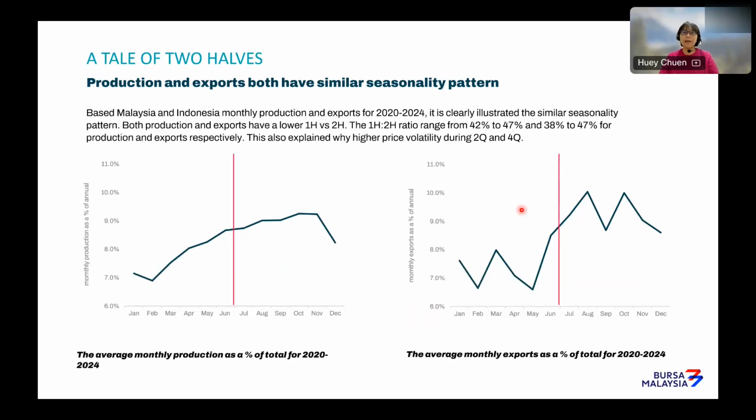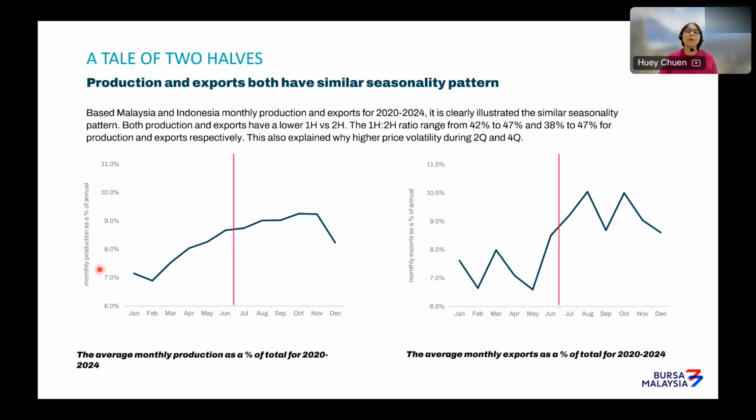So to summarize, looking at the production and export trends, you can see this is like a tale of two halves. We have lower production in the first half and higher production in the second. These are the patterns: the monthly production as a percent of annual, where I take an average from 2020 to 2024, and the export patterns for Malaysia and Indonesia, also from 2020 to 2024. So the monthly production as a percentage of annual, and monthly export as a percentage of annual export.